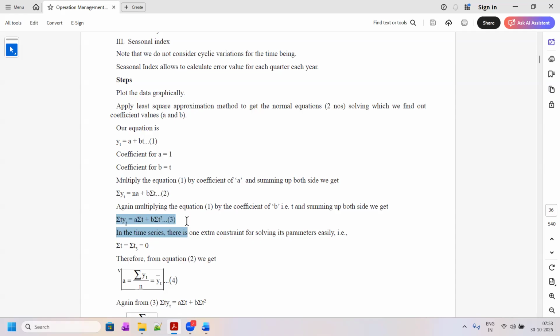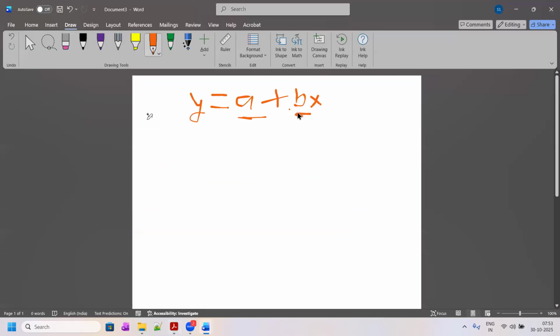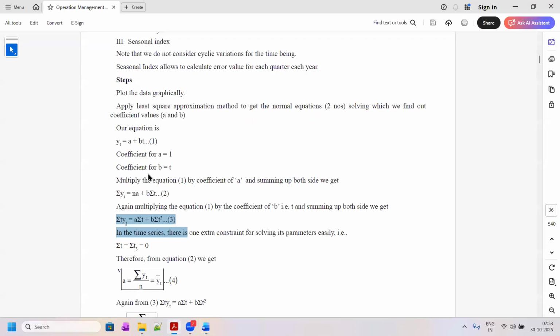So I'll write down these two equations. Because here you have two constants, a and b, to get their values we'll need two equations. When we do the numerical, you'll get more clarity. So to get the values of a and b, we will follow the two equations.